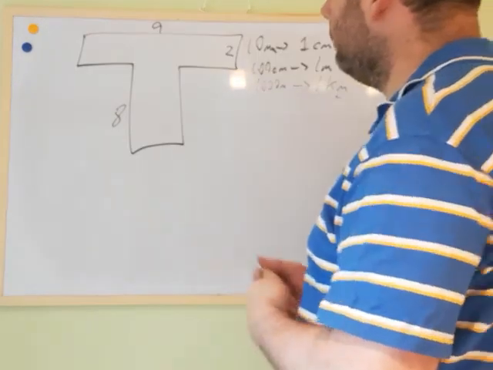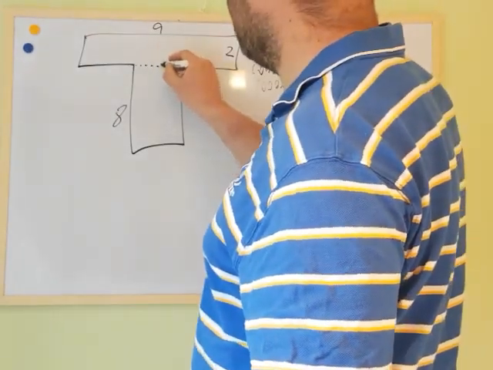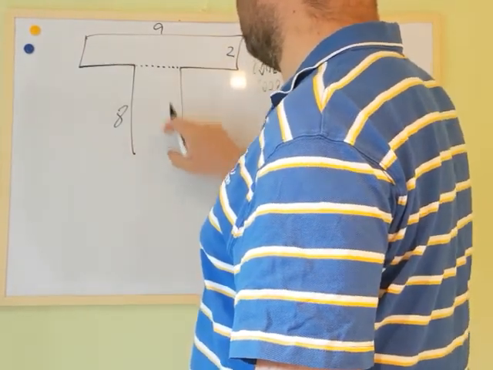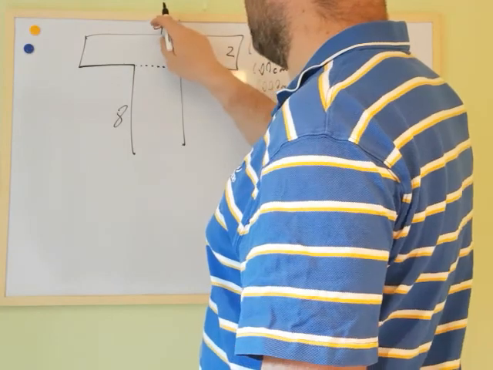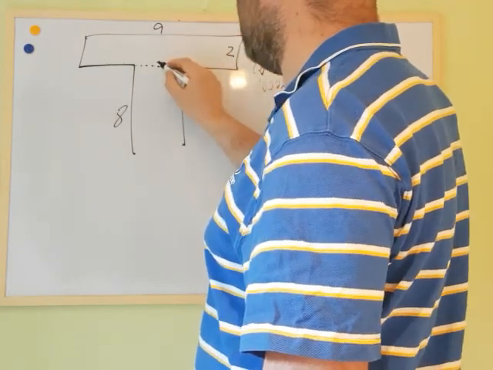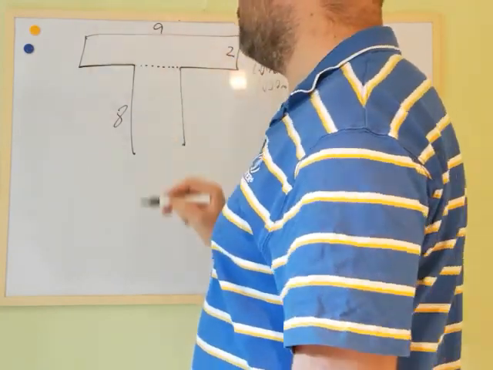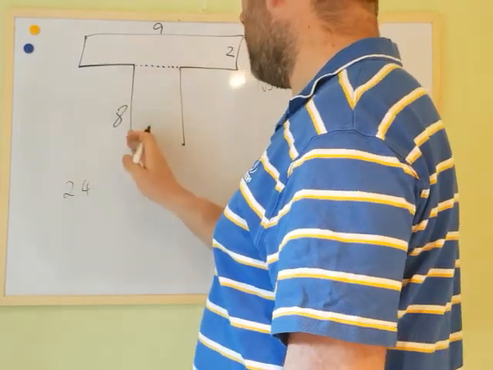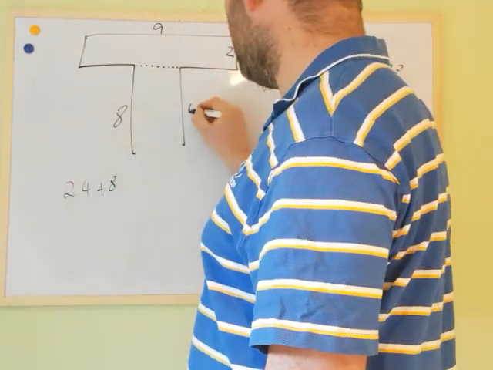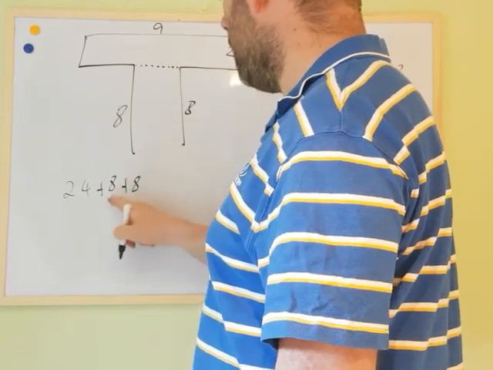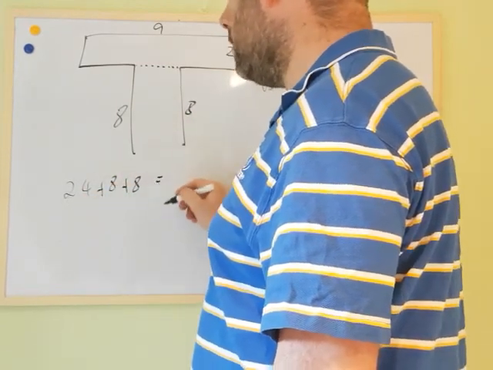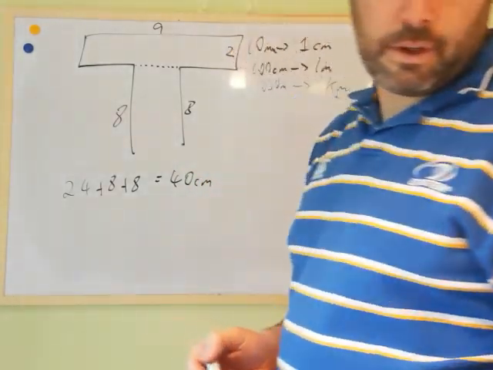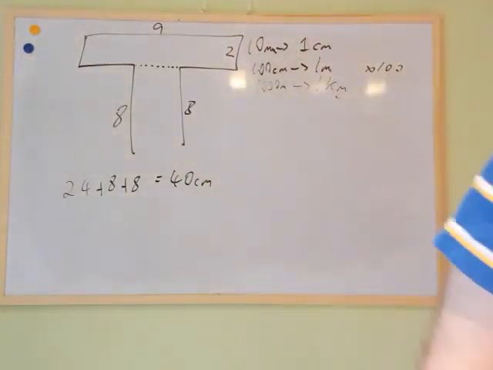Okay, well, same thing again. If we had moved this line up to here, we've got a regular rectangle, 9 by 2. So 9 and 9 is 18. 2 plus 2 is 4. 18 plus 4 is 22. And then we have the line here, plus 8. And a line here, plus 8. 8 plus 8 is 16. 16 plus 24, 40 centimeters. Okay, so exact same thing again.